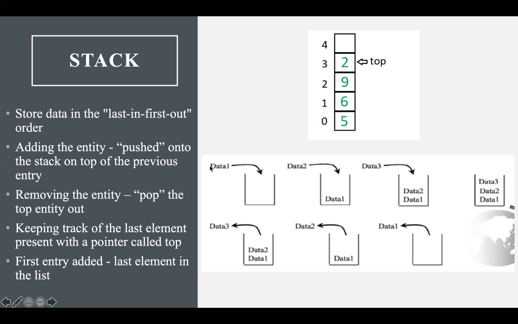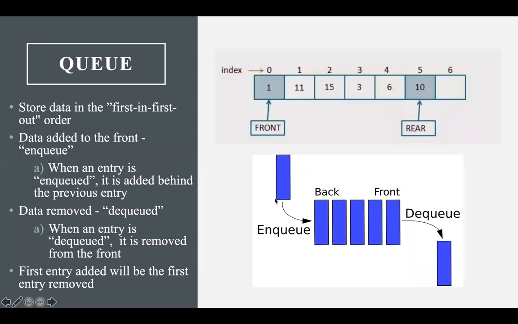From the other picture, we can see that there is an empty stack, and then we add data 1, then we add data 2, then we add data 3. When we want to, let's say, remove data 1, first we have to start by removing data 3, then data 2, and then in the end we remove data 1.